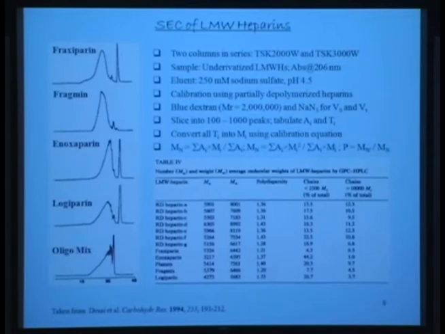This is size exclusion chromatography of low molecular weight heparins, and the only difference that I used was a combination of columns, size exclusion columns. These are underivatized low molecular weight heparins. So you actually detect at 206, and these kinds of nice chromatograms you can fairly easily obtain. Some of these are commercially available. For example, enoxaparin is commercially available. Fragmin is commercially available these days in the United States.